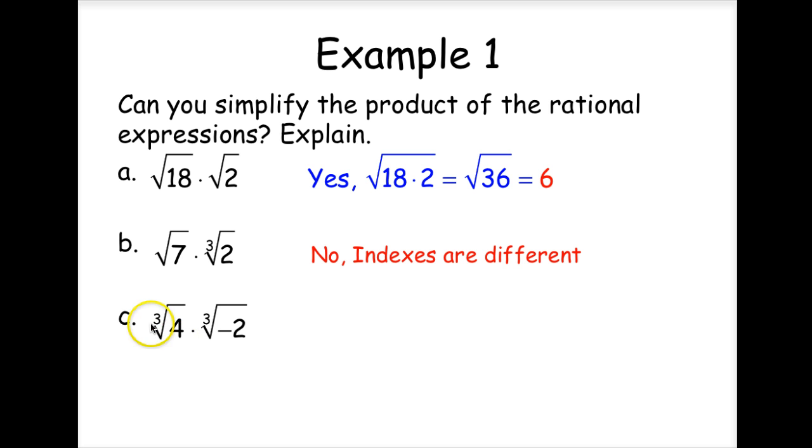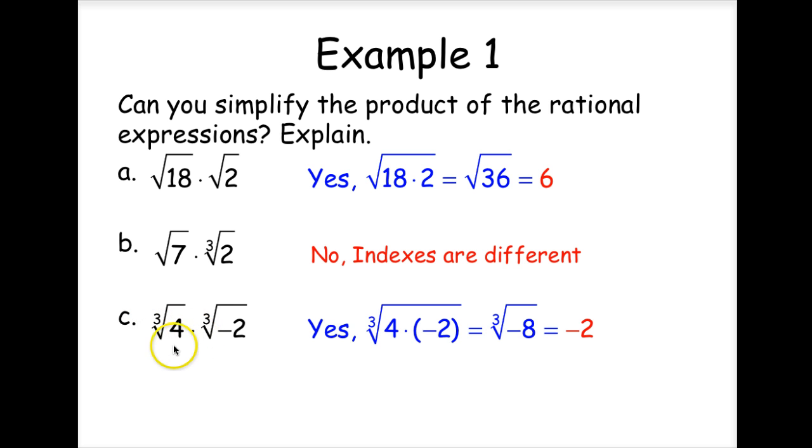Looking at C, same index. So we could do 4 times negative 2. The cube root of negative 8 would be negative 2. So even though we have a negative, we have an odd index, so that can be simplified.